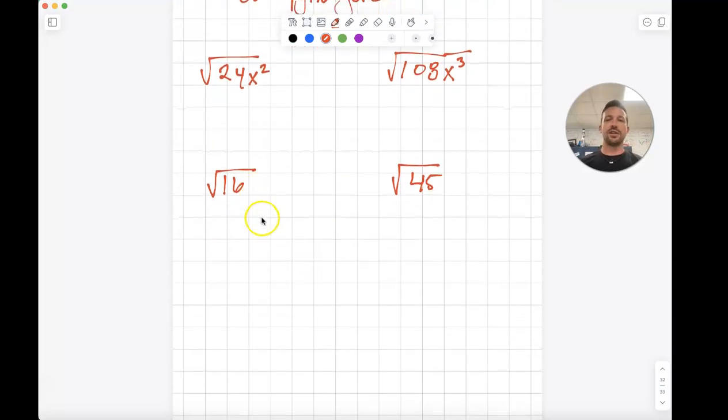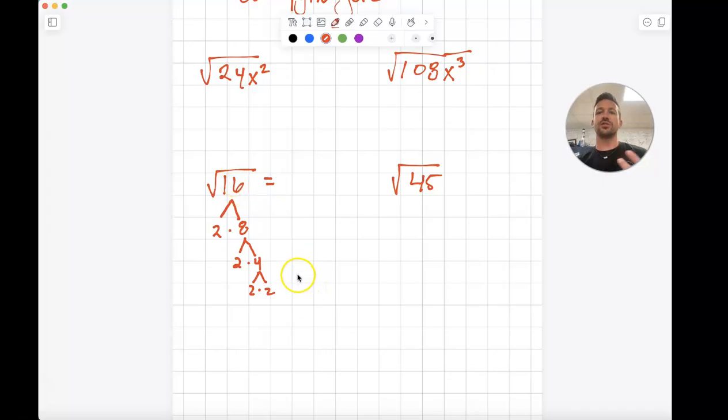So let's look at this. I want to break it up into prime factors. Every number can be broken up into prime factors. So here's how I do it. 16 I can do as 2 times 8. Now 8 I can do as 2 times 4. 4 I can do as 2 times 2. The reason why I chose this one is I think we all know what square root of 16 is. It's 4. Now I can show you why it comes out 4 with this prime factorization idea.